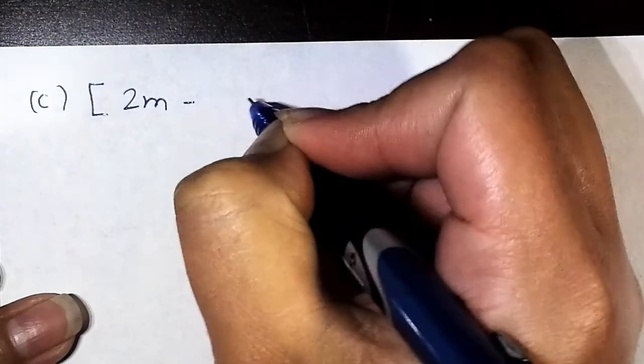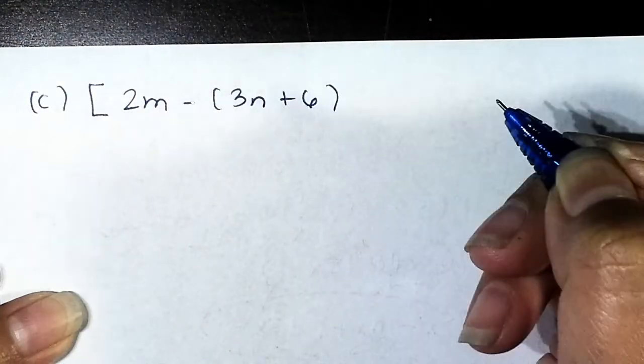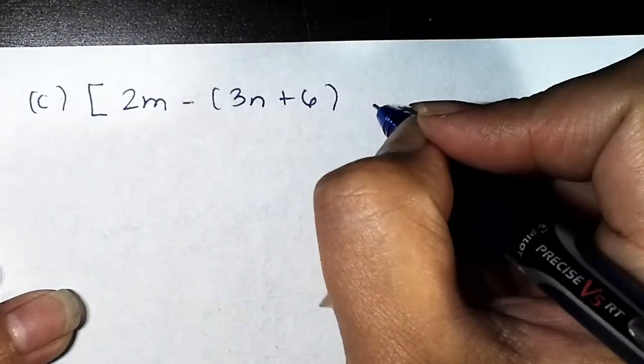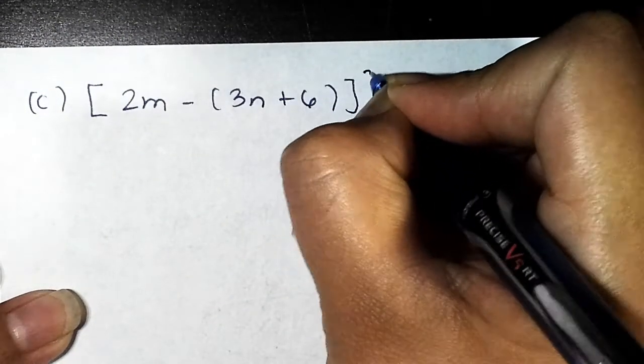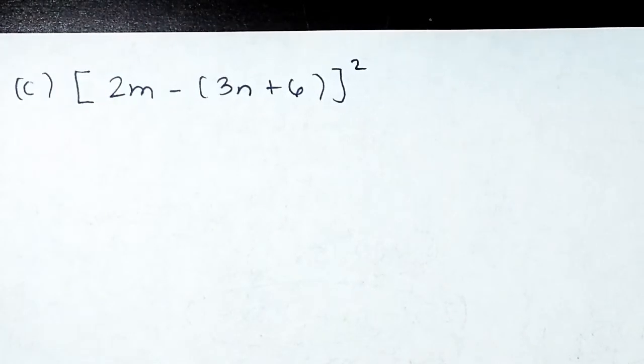Alright, problem C. We have the square of this beautiful thing: 2m minus 3n plus 6. Well, the square of 2m minus the sum of 3n and 6. And that's it. So this problem we're gonna do twice. The keep your cool way, meaning there's no shortcuts involved, and then the second time around with the shortcut involved.